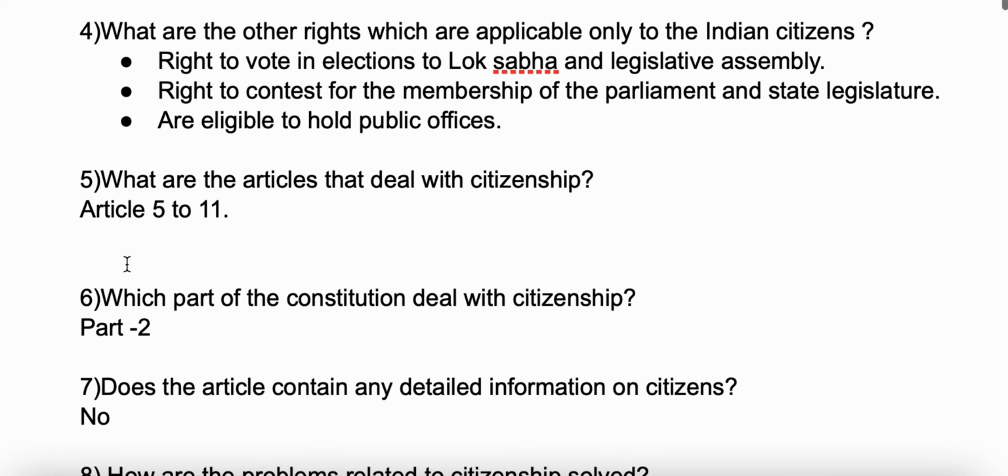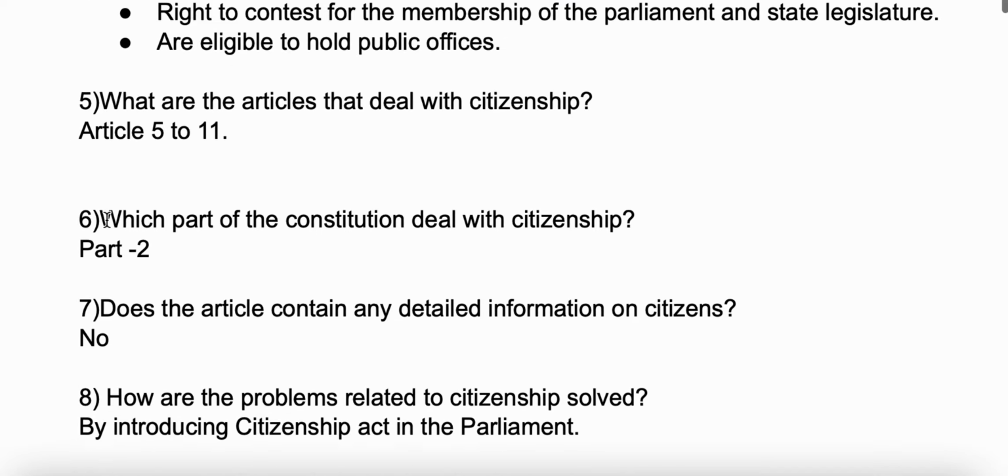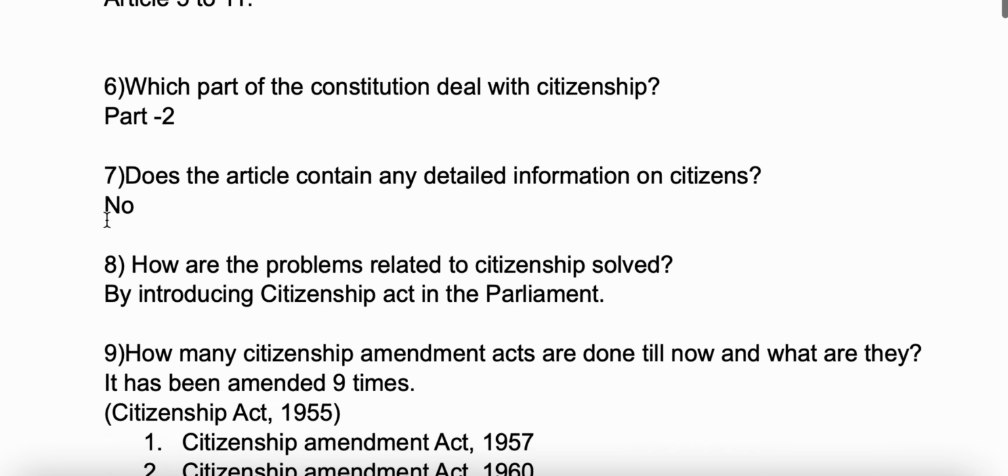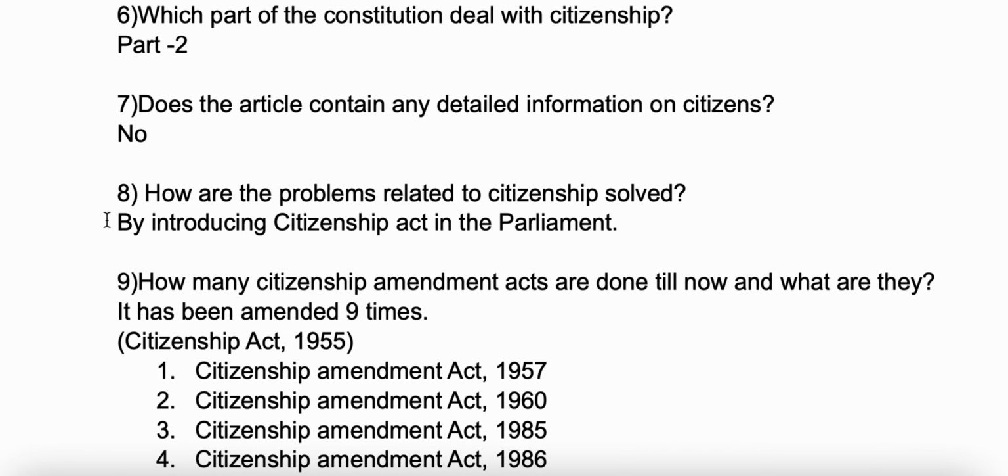Now the fifth question is, what are the articles that deal with citizenship? From Article 5 to Article 11 deal with citizenship. Sixth question, which part of the constitution deals with citizenship? It is Part 2.